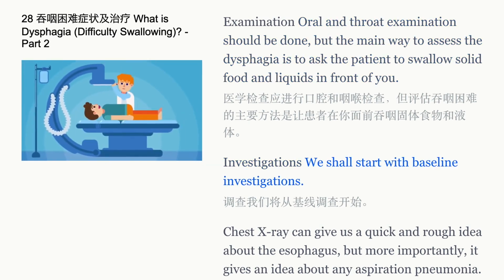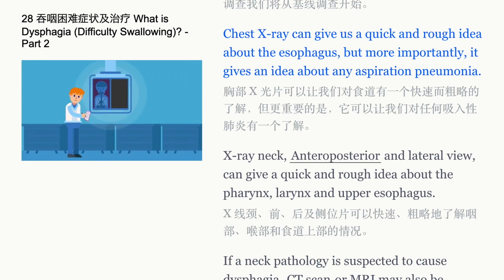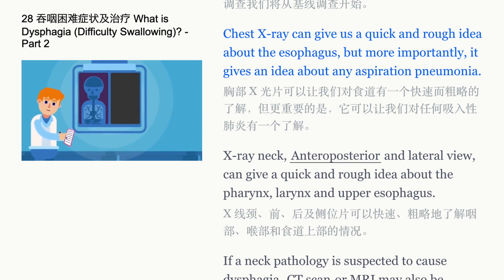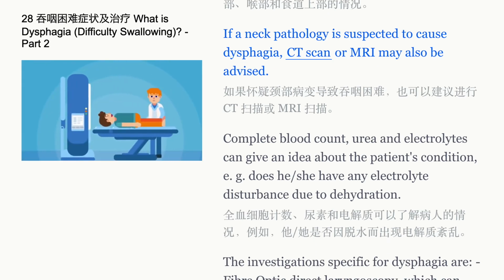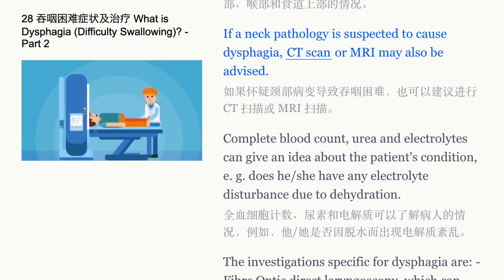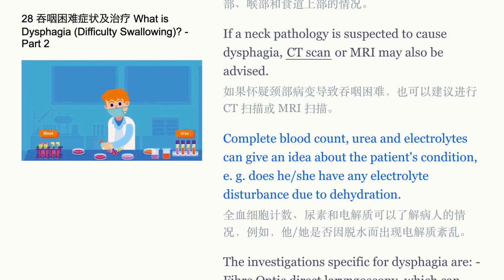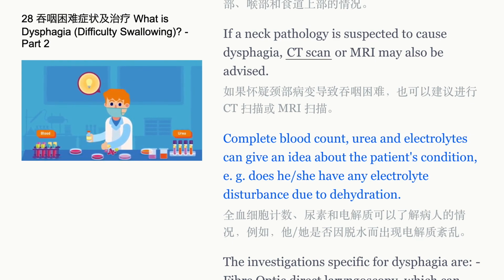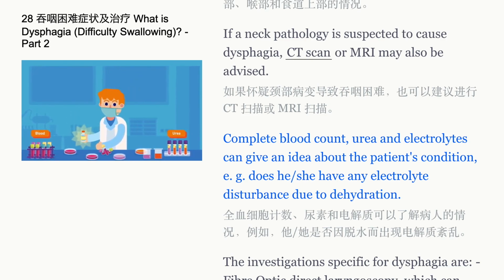Investigations. We shall start with baseline investigations. Chest X-ray can give us a quick and rough idea about the esophagus, but more importantly, it gives an idea about any aspiration pneumonia. X-ray neck, anteroposterior and lateral view, can give a quick and rough idea about the pharynx, larynx and upper esophagus. If a neck pathology is suspected to cause dysphagia, CT scan or MRI may also be advised. Complete blood count, urea and electrolytes can give an idea about the patient's condition, e.g., does he/she have any electrolyte disturbance due to dehydration.